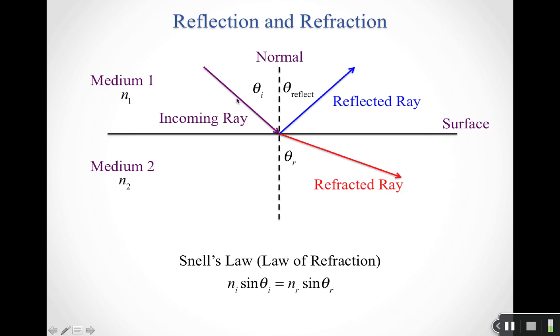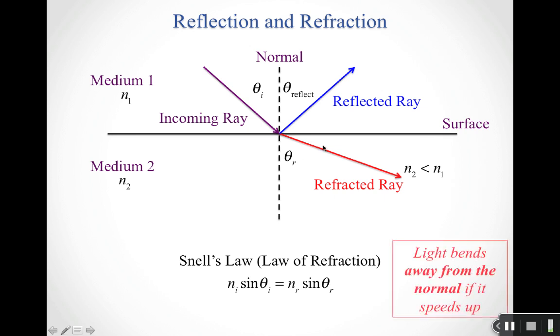If, on the other hand, my incoming ray is in a medium where the index of refraction is greater than what it is for the refracted ray, so here's a situation where n1 is greater than n2, then the refracted ray will actually bend away from the normal, because now it's speeding up. So the heuristic we'll end up using is: if it goes from lower index to higher index, the refracted ray will bend towards the normal. If it goes from higher index to lower index, it will bend away from it.